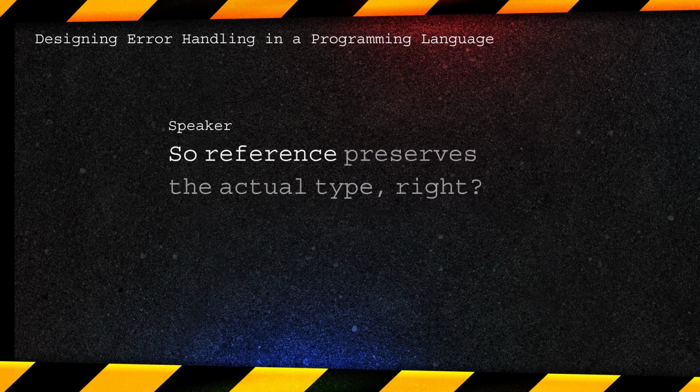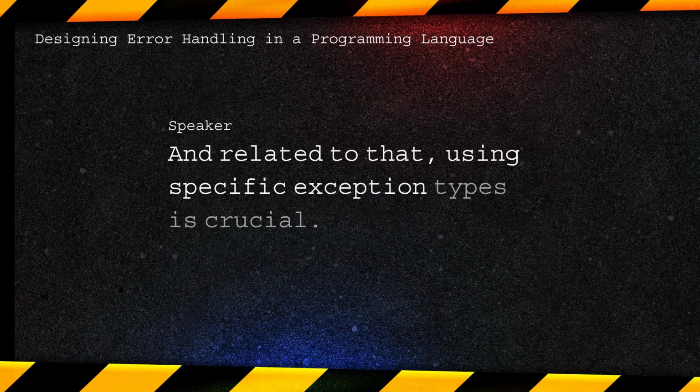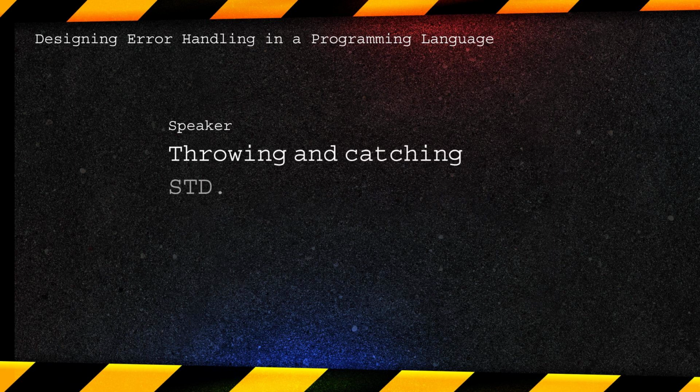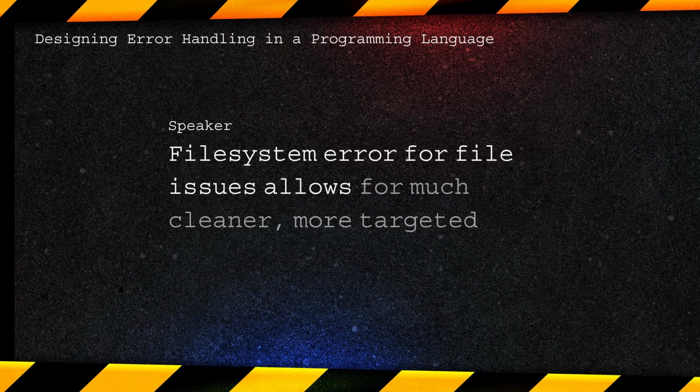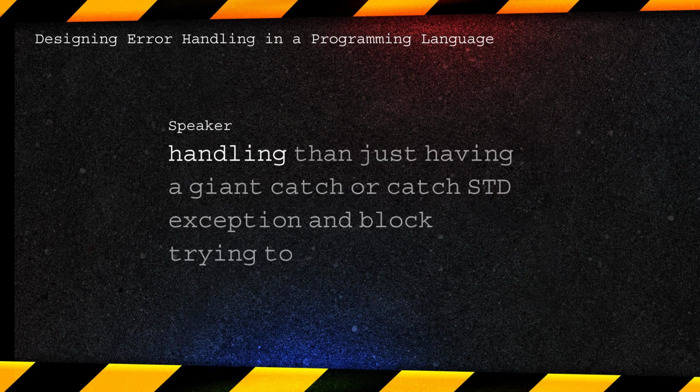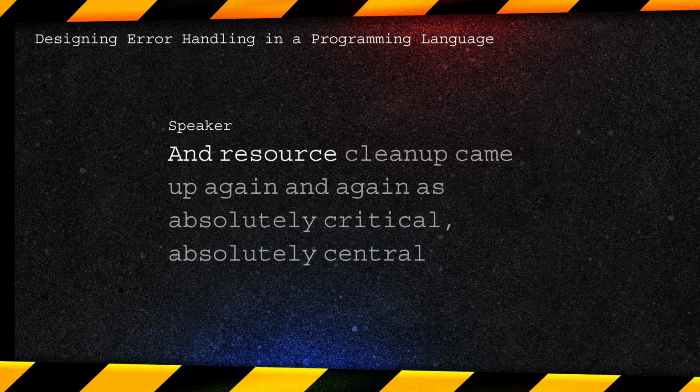Ah, okay, so reference preserves the actual type. Right. And related to that, using specific exception types is crucial. Throwing and catching std::invalid_argument when an argument is bad, or std::filesystem::filesystem_error for file issues, allows for much cleaner, more targeted handling than just having a giant catch(std::exception&) block trying to figure out what went wrong. Makes sense. And resource cleanup came up again and again as absolutely critical.